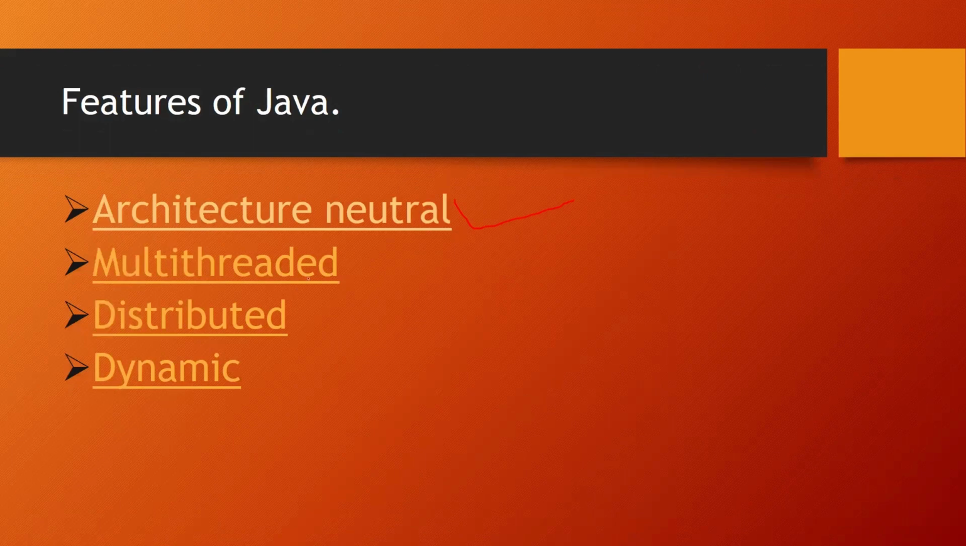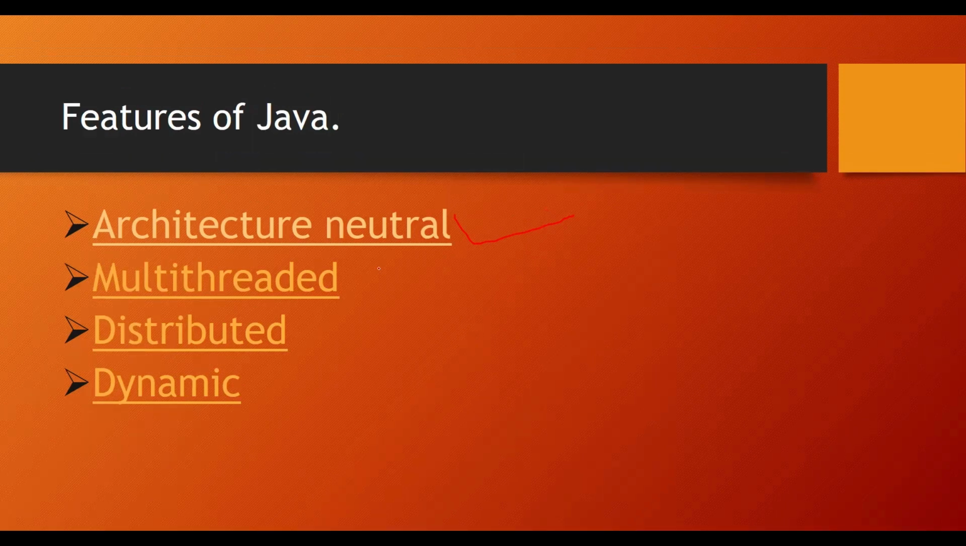Now let's understand the feature which is multi-threaded. Before understanding multi-threaded, let's first understand the thread. So what is a thread? A thread is like a separate program executing concurrently. In Java, we can write a program with many tasks at once by defining multiple threads.